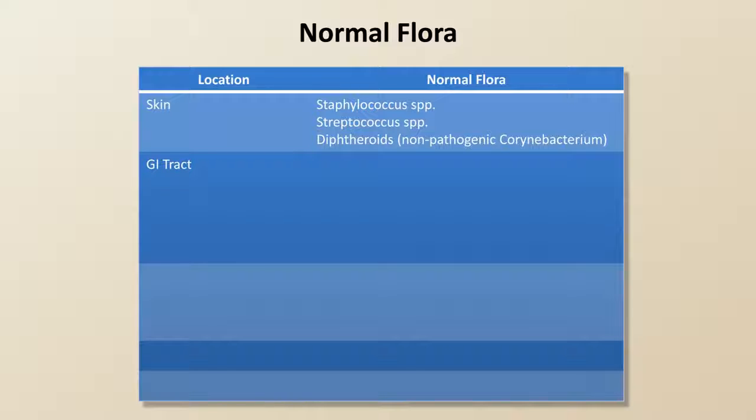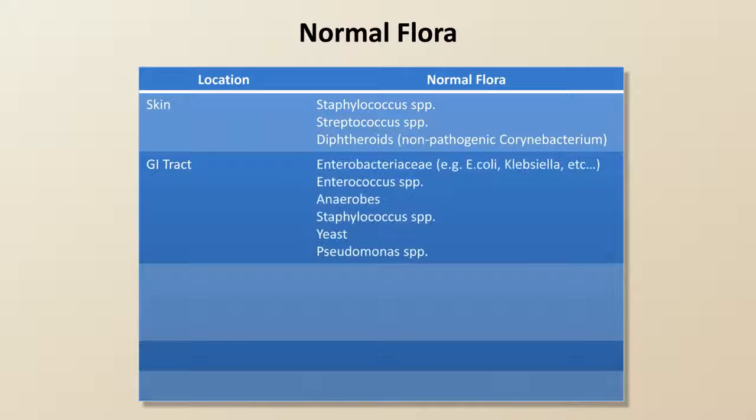The GI tract is full of dozens of bacterial species or more. The exact composition depends upon the specific location. In general, organisms which are universally present include many members of the Enterobacteriaceae family, such as E. coli, Klebsiella, Proteus, Enterobacter, and others, Enterococcus, and various anaerobes such as Bacteroides fragilis.